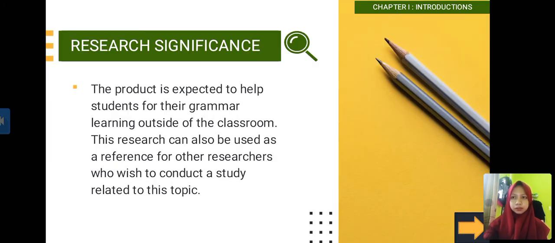Research significance. This product is expected to help the students for their grammar learning outside of the classroom. This research can also be used as a reference for other researchers who wish to conduct a study with a similar topic.